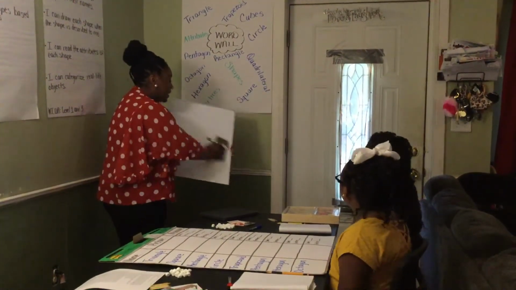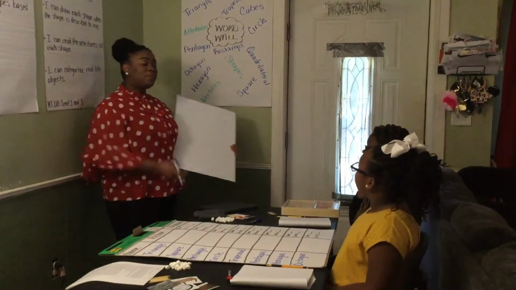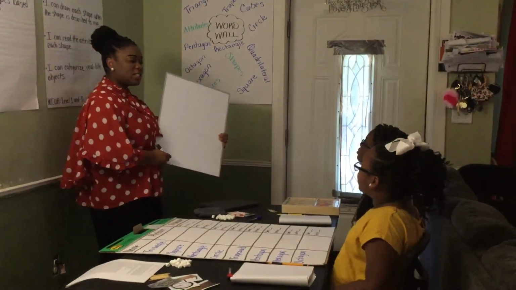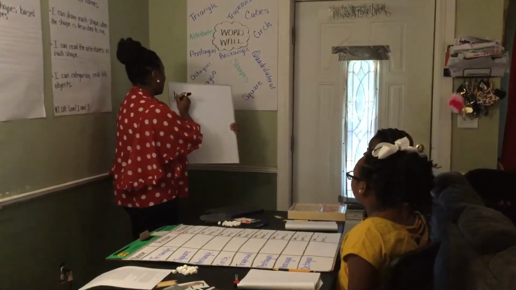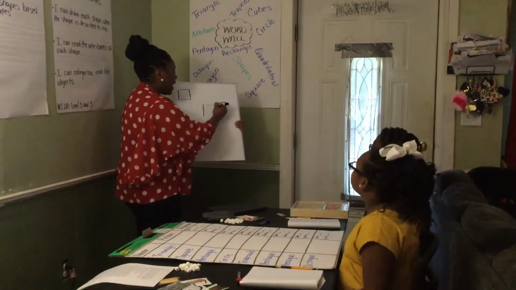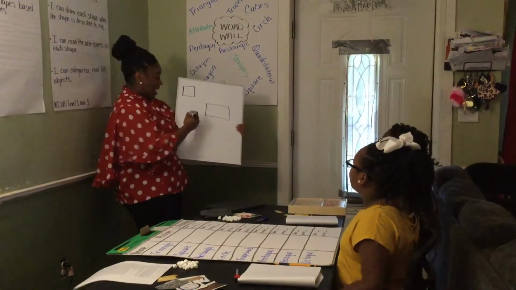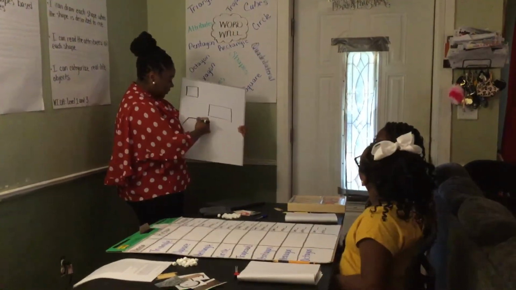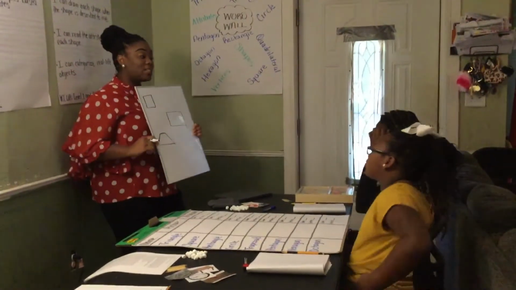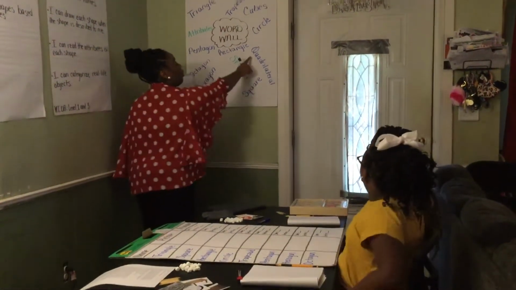Now, there are some shapes that had something in common, and some of those shapes all had 4 sides and 4 vertices. Which shapes had 4 sides and 4 vertices? Square. What else? Rectangle. What else? One more shape had 4. Trapezoid. Awesome job. Now these 3 shapes all have 4 sides and 4 vertices. These shapes go in the category called quadrilateral.